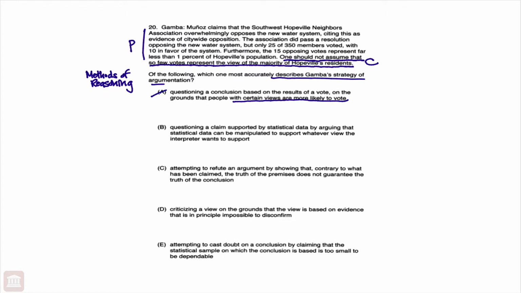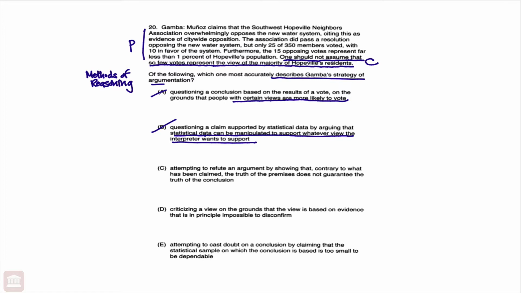A would be eliminated. B, questioning a claim supported by statistical data by arguing that statistical data can be manipulated to support whatever view the interpreter wants to support. And again, you notice that is not what Gamba is doing. He is not arguing that statistical data can be manipulated to support whatever view the interpreter wants. Again, Gamba's issue is that the number of people opposing it is such a small number in comparison to Hopeville's population. So B is out.